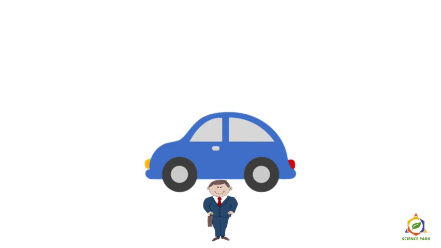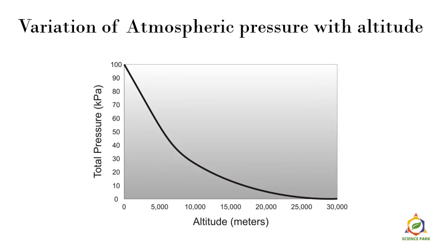Now we will have a look at the variation in atmospheric pressure. Now this variation of atmospheric pressure is with respect to altitude. So as we have seen, the atmospheric pressure at sea level is 101 kilopascals. If we have a look at this graph, on the y-axis we have the total pressure, and on the x-axis we have altitude in meters. So at sea level the altitude is 0, and the corresponding pressure at 0 is around 100. Yes, and that is 101 kilopascals.